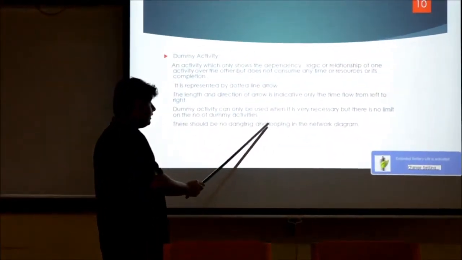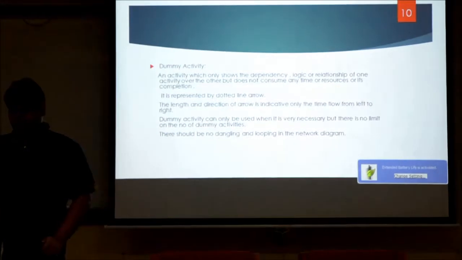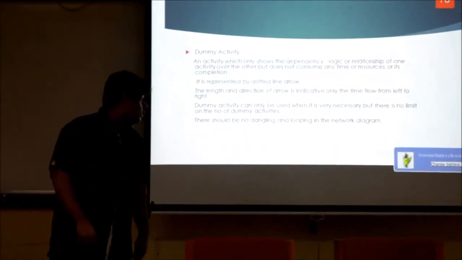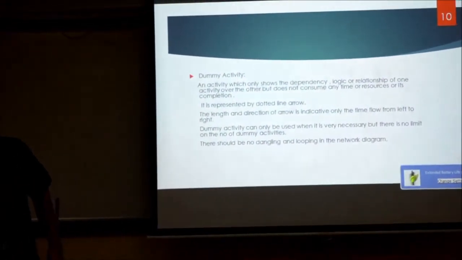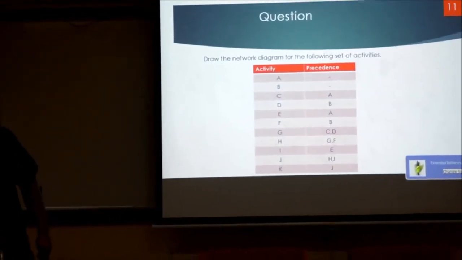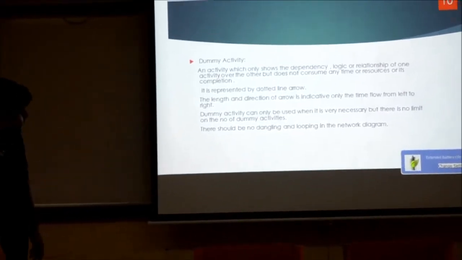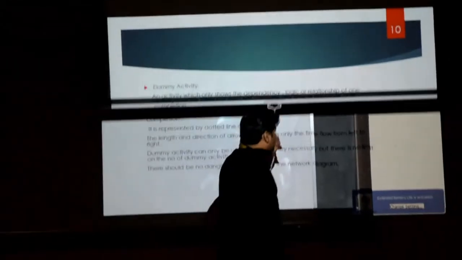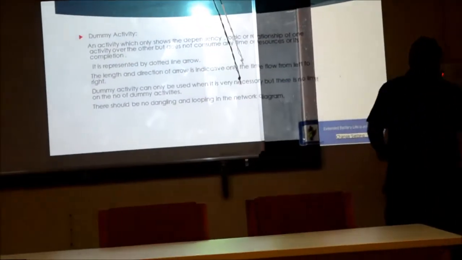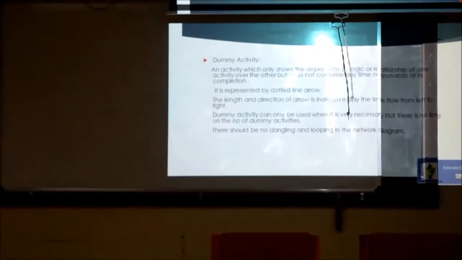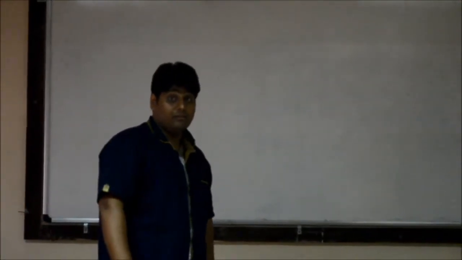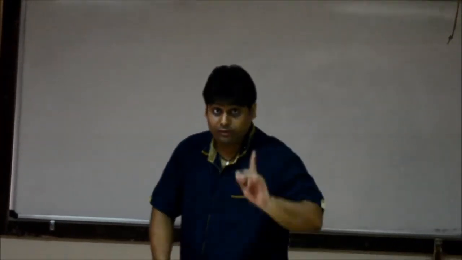There should be no dangling and looping in the network diagram. So I will be telling what dangling and looping are. You have to make the network diagram without dangling. So let's go for dangling. What is dangling? Now let's discuss what dangling and looping are. I will show you one diagram, then we will see what dangling is.